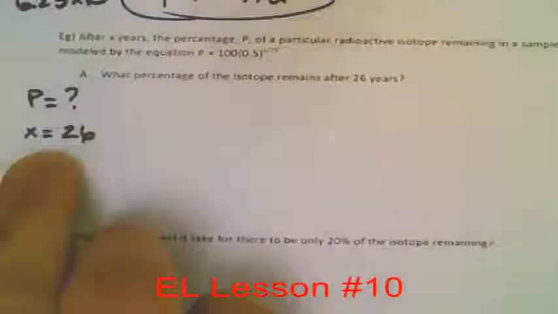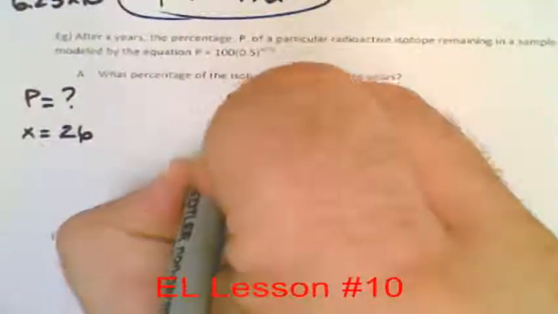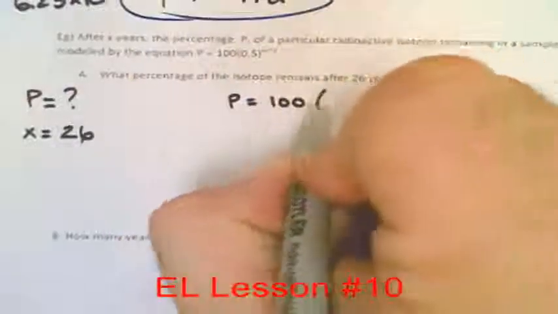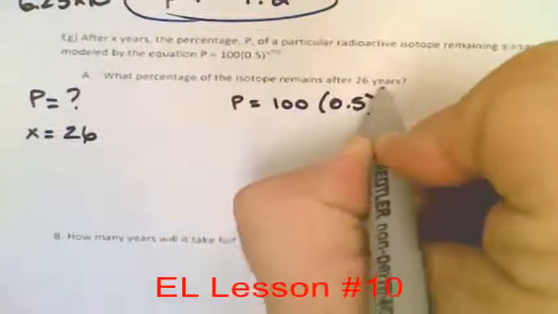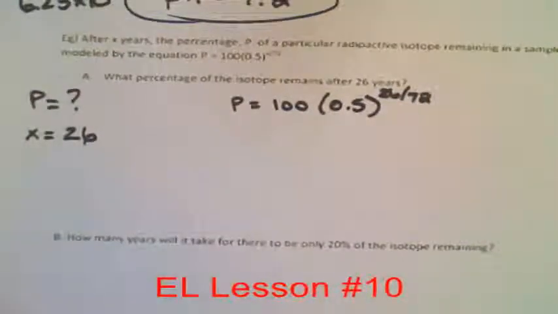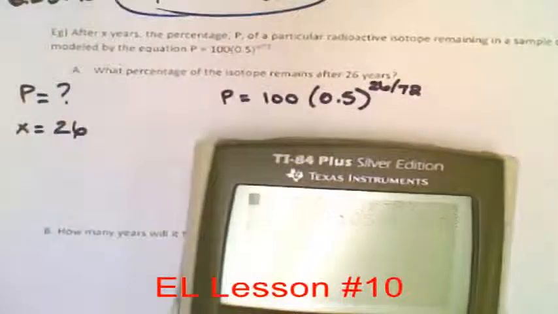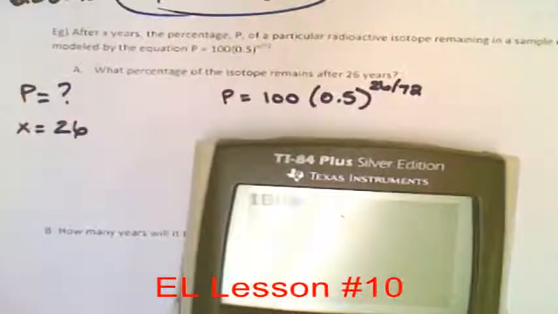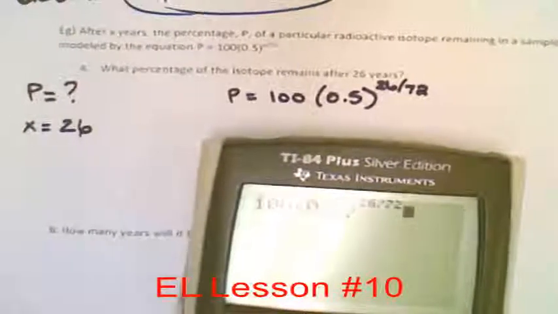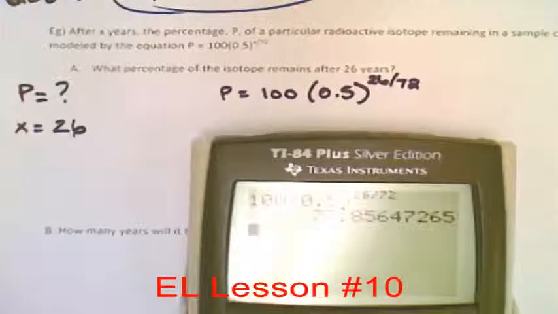When we give you an equation, what can exponents and logs be used for? After X years, the percentage of a particular radioactive isotope remaining in a sample can be modeled by this equation: 100 times 0.5 to the power of X over 72. What percentage of the isotope remains after 26 years? Well, keep in mind, I've got the P, which is what it wants, and I've got the X years, which is 26. So I know that I've got this equation with those two unknowns. I know X is 26, so I'm just going to start with the equation.